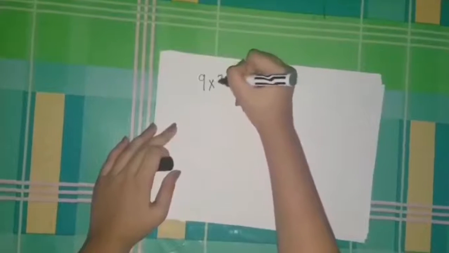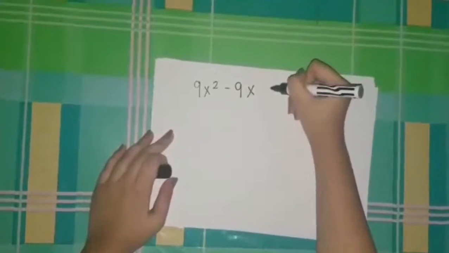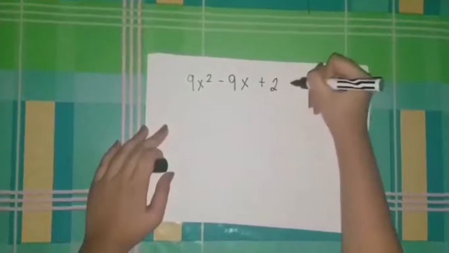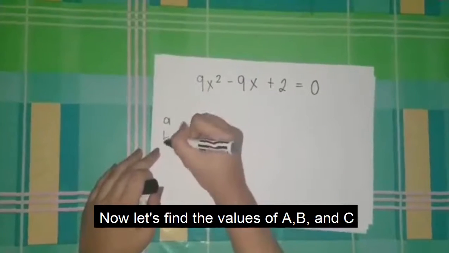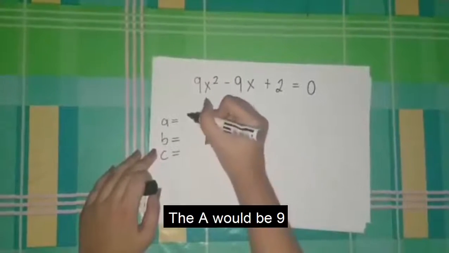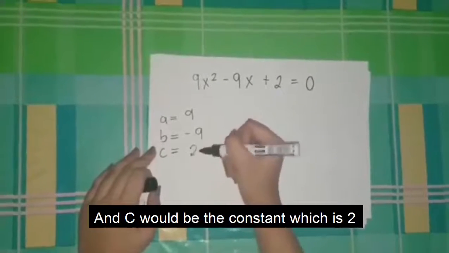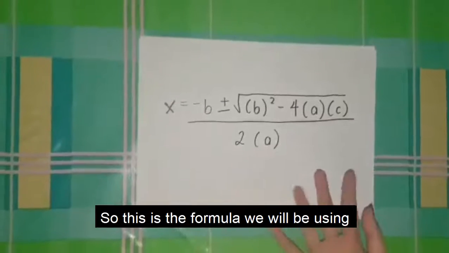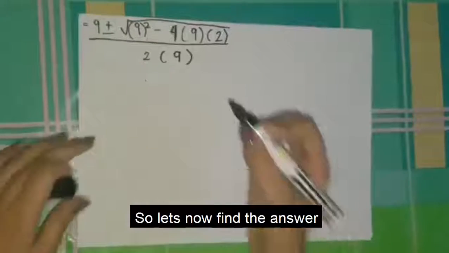Nine x squared minus 9x plus 2 equals 0. Now let's find the values of a, b, and c. The a would be 9, the b would be negative 9, and the c would be the constant, which is 2. So this is the formula we will be using: negative b plus or minus the square root of b squared minus 4ac, all over 2a. So let's now find the answer.